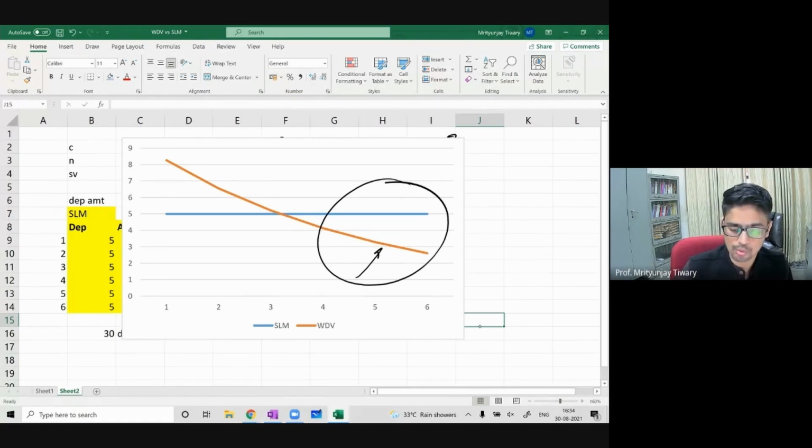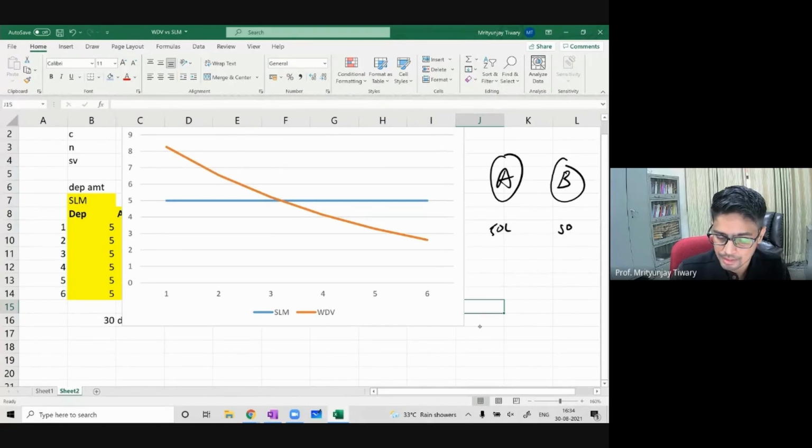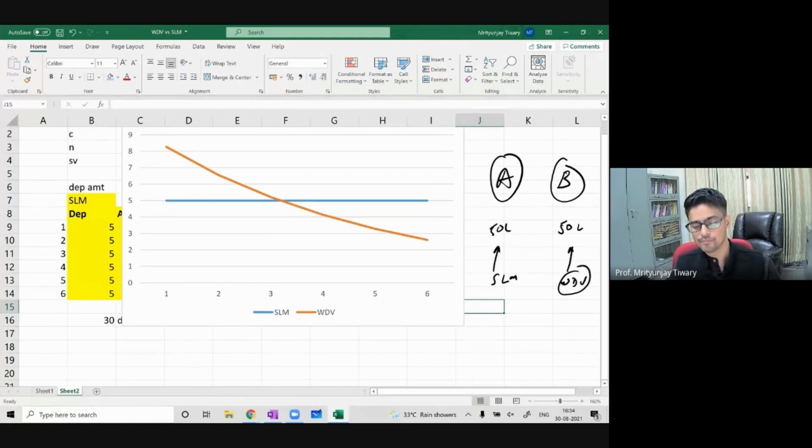So let us say there are two companies, company A and B, that have approached you for, let's say, a loan, and both of them are showing a profit of, let us say, 50 lakh rupees. They have said that company A is using SLM and company B is using WDV. Which one would you give the loan to if, let us say, all the other criteria were exactly the same?